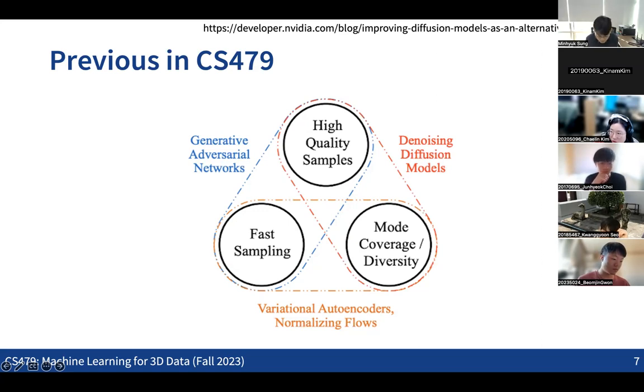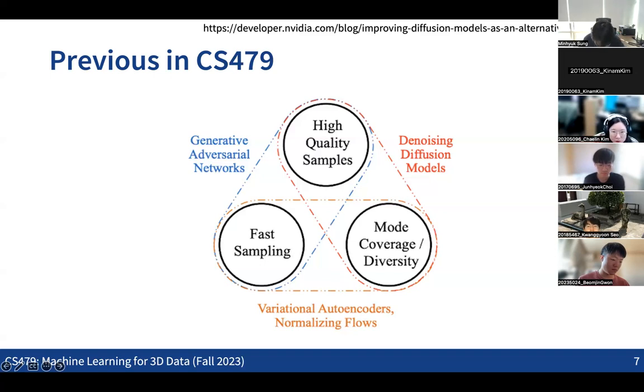What we could see was that GAN was the most famous generative model, able to generate samples very fast and giving very good quality samples. But it typically has issues such as mode collapse, basically losing some of the diversity of the data, and it was also a very unstable system in terms of training.